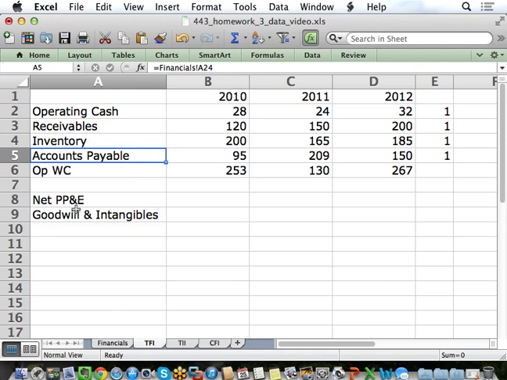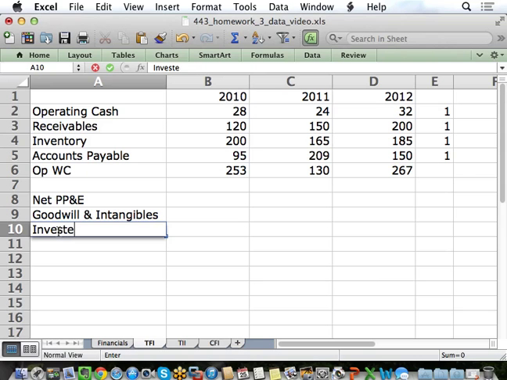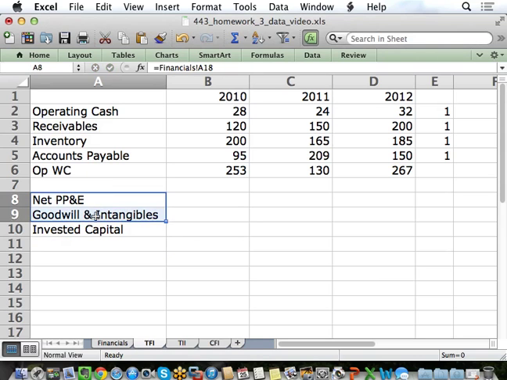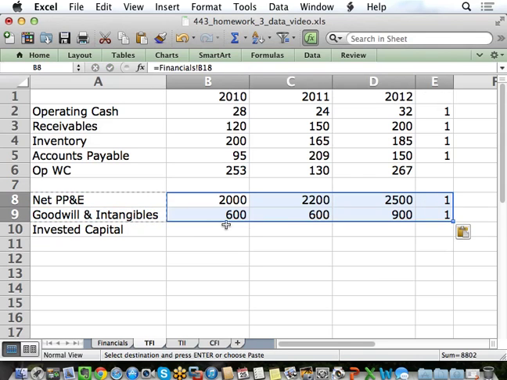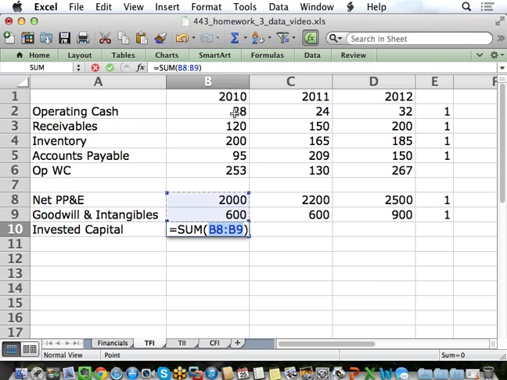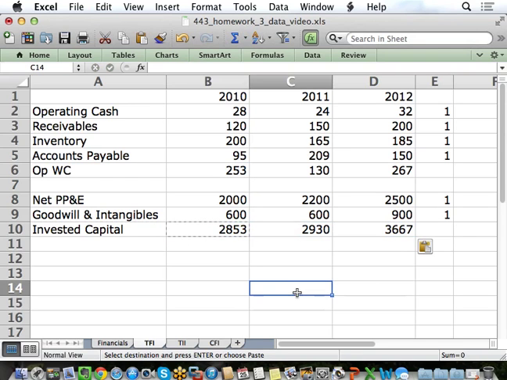Okay, so in this case, I'm going to sum these up, and that's going to get me my invested capital. So invested capital would be the working capital plus the long term, and it would be those 3 numbers.